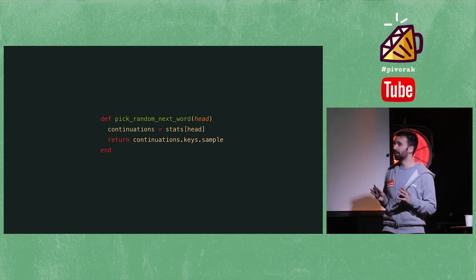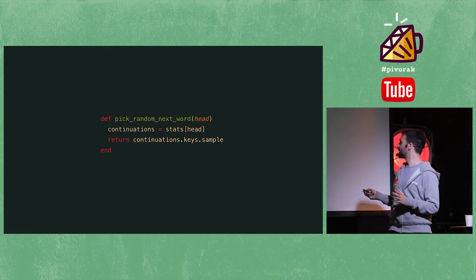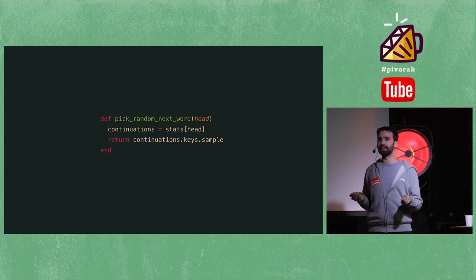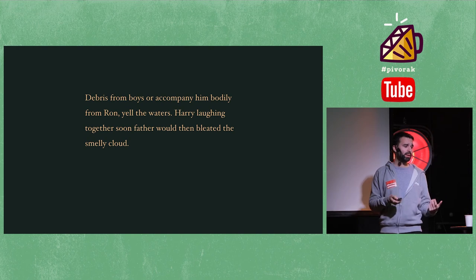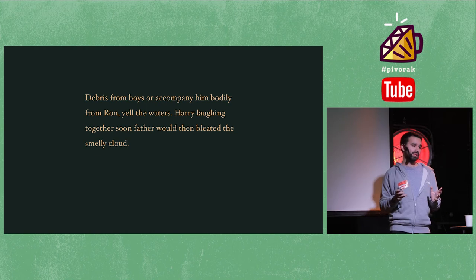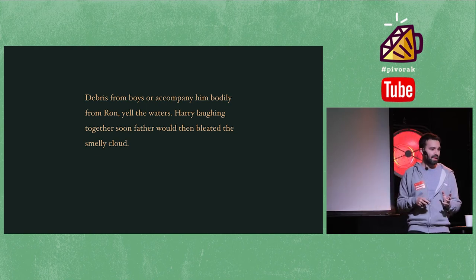Again, this is super simple in Ruby code. I can just use the sample method here, and that's just going to pick one of my continuations with equal probability. So what do I get if I generate a story with the uniform random algorithm? This is what I got the first time I ran it. "Debris from boys or accompany him bodily from Ron, yelled the waters. Harry laughing together, soon father would then bleated the smelly cloud."